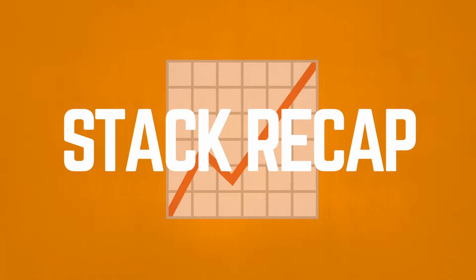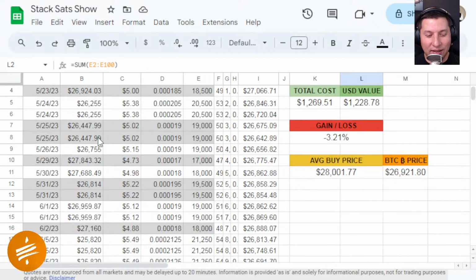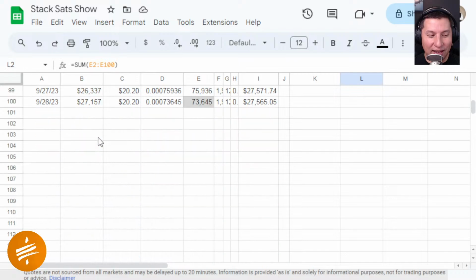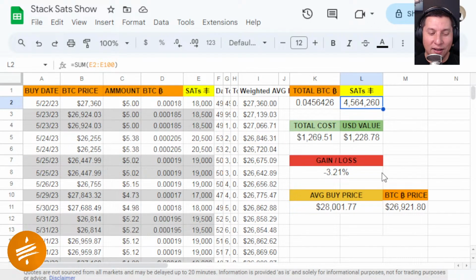Currently, our position for the show is 0.045 Bitcoin. I know it doesn't sound like a lot. We bought 4.5 million Satoshis. Remember, we need 100 million Satoshis to complete a Bitcoin, right? So we're quite a ways from a whole Bitcoin, but we're stacking slow and steady, as an example on the show that it can be done. It can be done for as little as $10 a day.